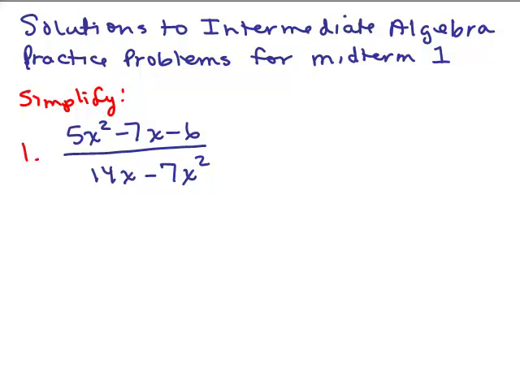These are solutions to the intermediate algebra practice problems for midterm 1 at MiraCosta. All right, here's the first problem, simplify. So what we have is a quadratic in the numerator and the denominator. So when you have a fraction to simplify, you need to factor both the numerator and the denominator.